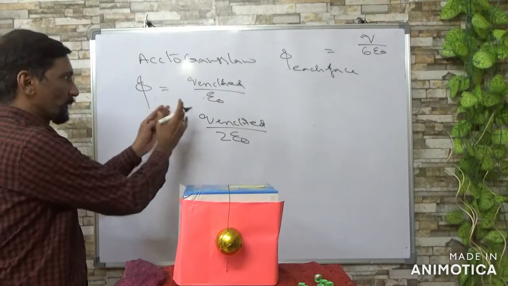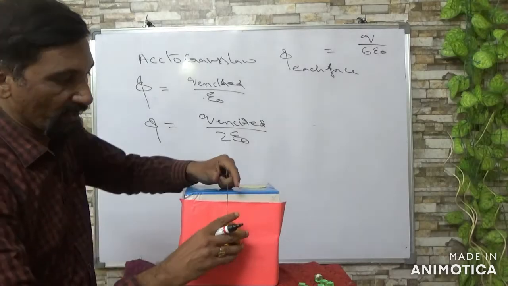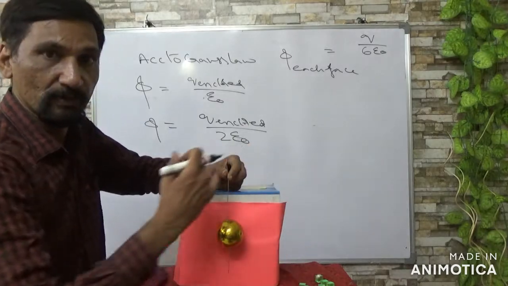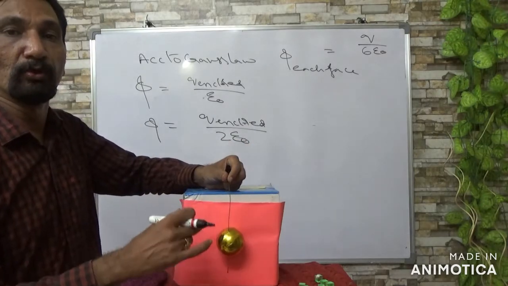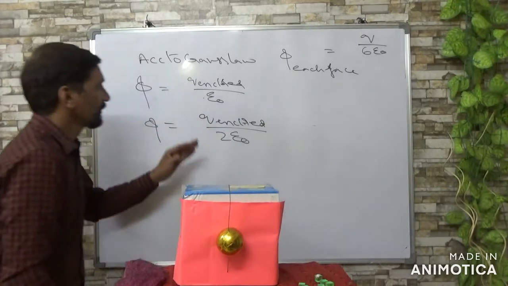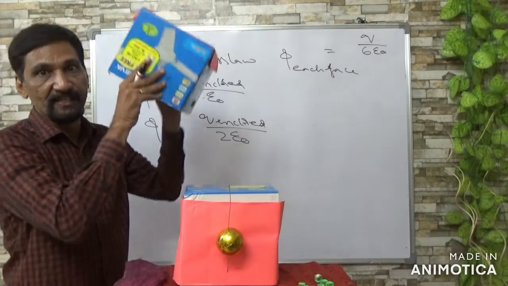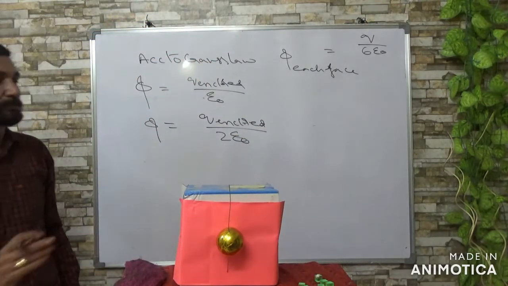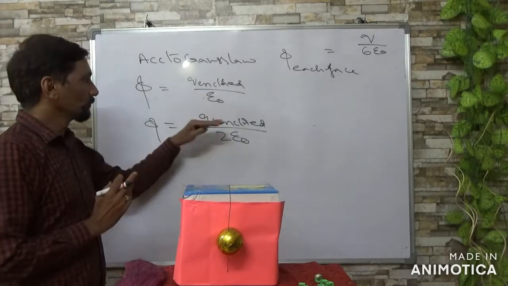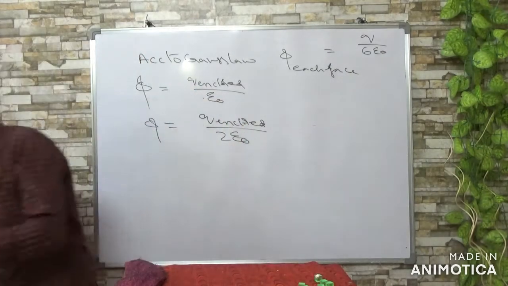That is, Q by 2 epsilon naught. Why? Because this is your given problem: there is one charged body placed at the center of the face of the cube, and you want to know the flux of the given cube. In order to find the flux, it must be surrounded by a Gaussian surface. So that is why you are taking a total of 2 cubes. So through 1 cube, it is Q enclosed by 2 epsilon naught. Now we'll discuss another problem.